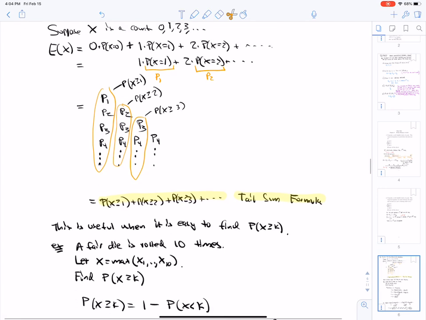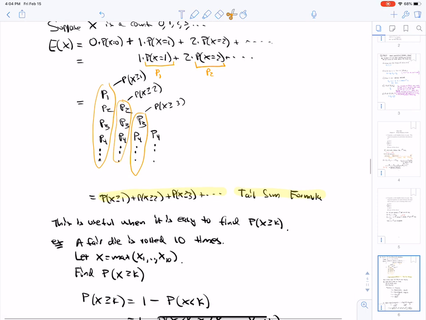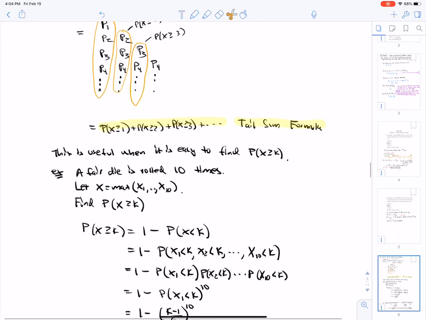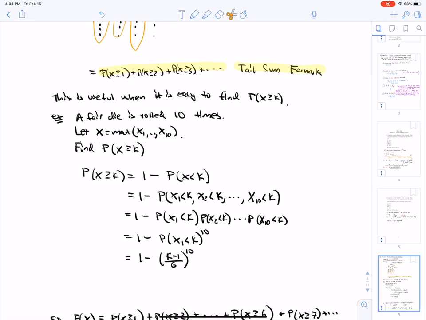You can write out all these probabilities, and you'll see that now the columns are precisely the probability that x is greater than or equal to 1, the probability that x is greater than or equal to 2, and so on. So then the expectation is the sum of all of these tail probabilities. That's called the tail sum formula. This is particularly useful when sometimes it's easier to find these tail probabilities than it is to find the probability that x is any particular value.